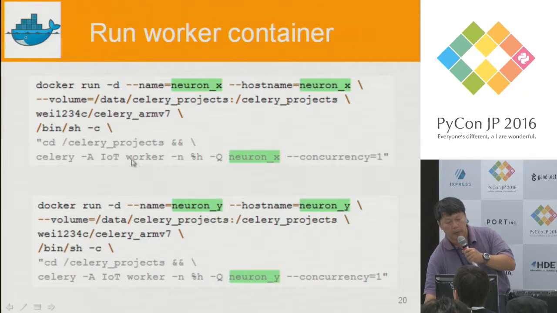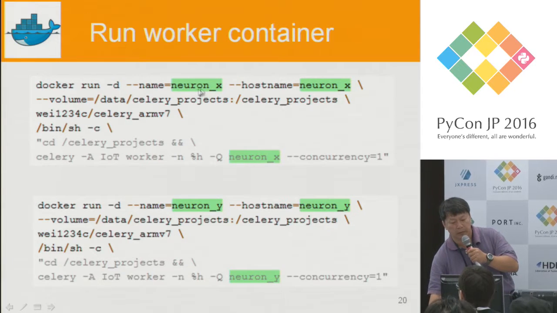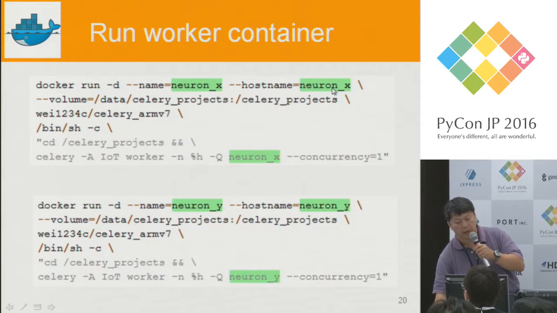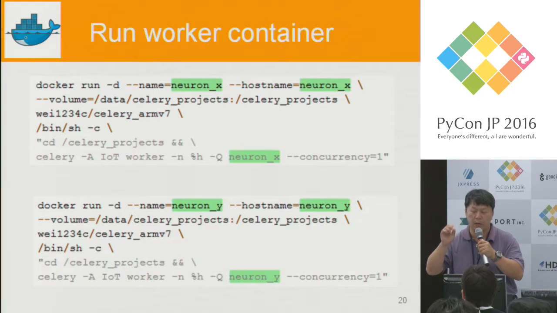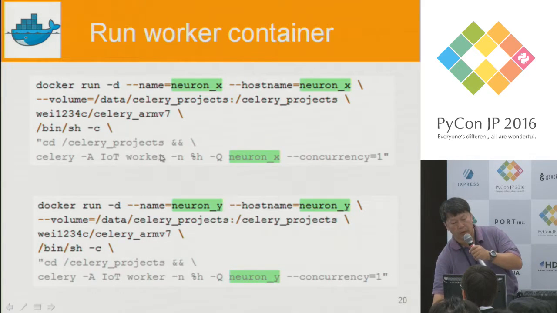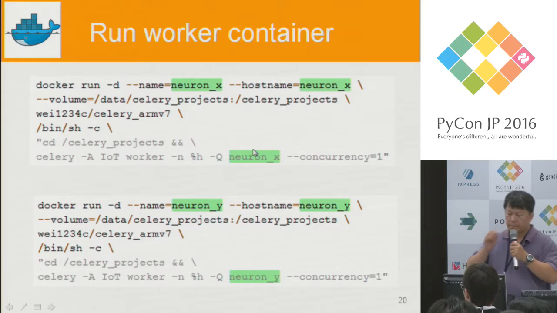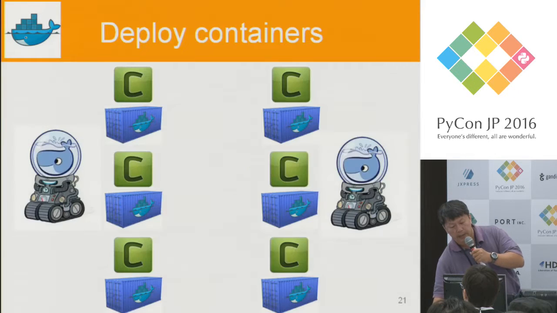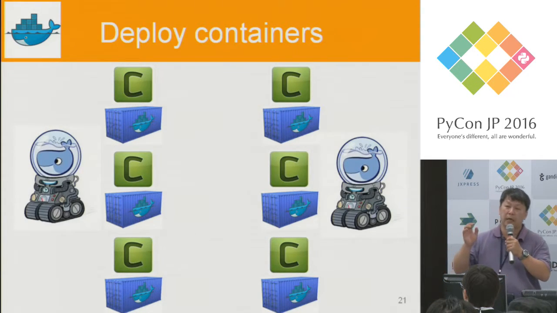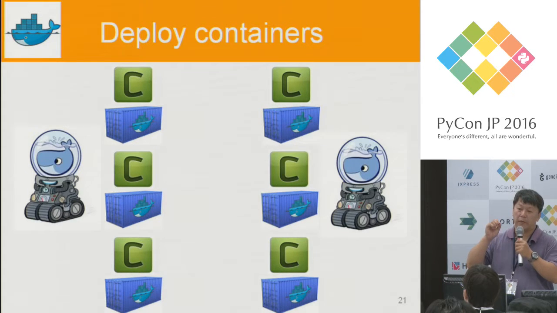Celery, remember? We initiate a worker process, and it only listens to a queue named neuron X. So this container has a name neuron X, and also a host name neuron X, and it has a Celery worker process running inside, and this Celery worker only listens to the queue neuron X. It's a 1-to-1 relationship. So in this way, we can deploy 6 containers onto a single physical machine.